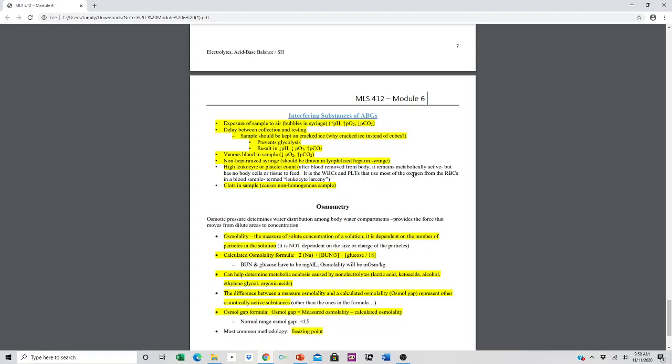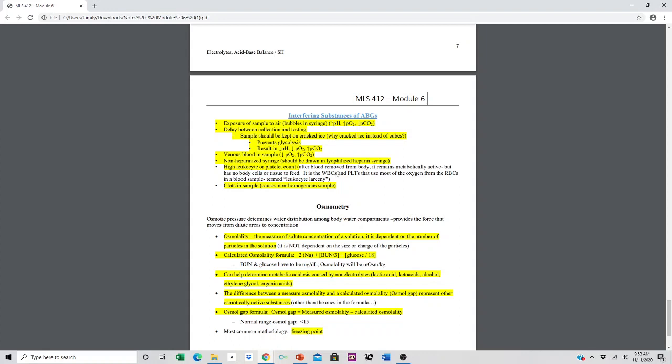white cells and platelets will use up the extra oxygen from the blood. In fact, I love this little term. It's called leukocyte larceny. And so it will cause your results to not be accurate, because all these things are calibrated and standardized based on a comparable white count and platelet count.